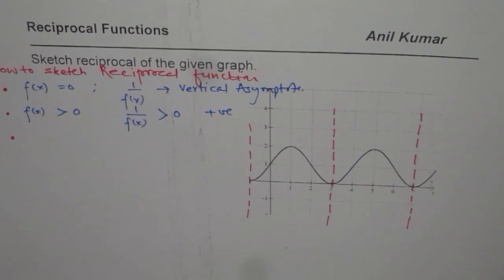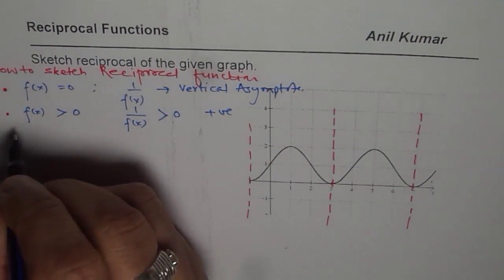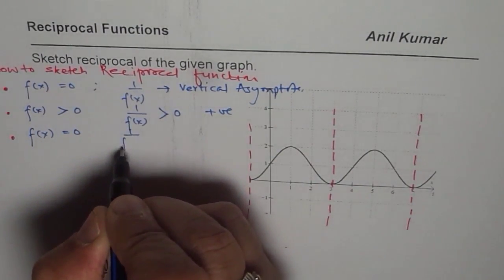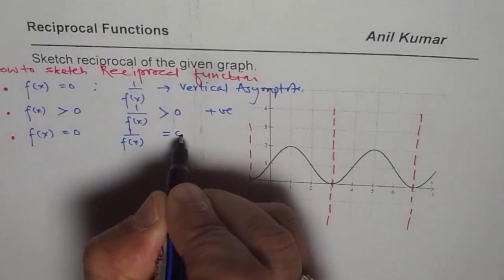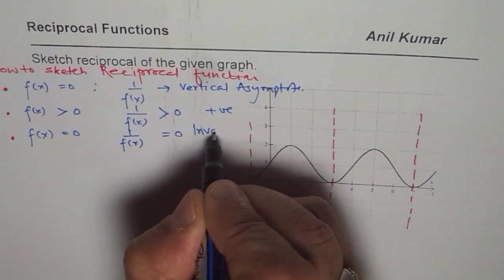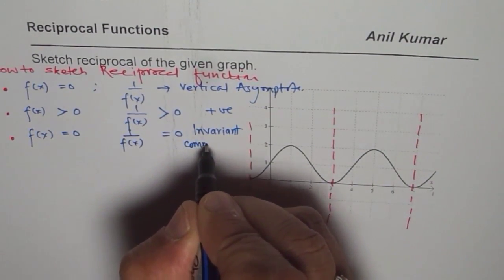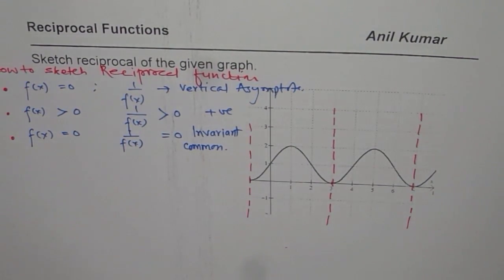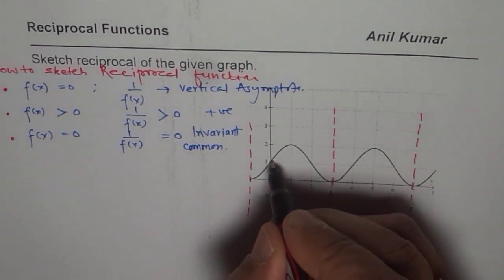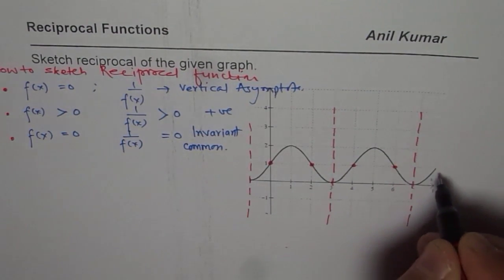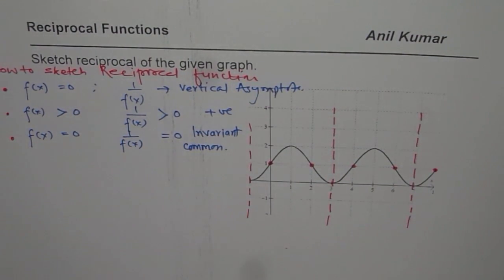The next part, which is very critical, is the invariant points. So if f(x) is equal to 1, then 1 over f(x) is also equal to 1. These are called invariant points. They are common in both the graphs. So the invariant points for us are these. So they will be common in both the graphs. So let's mark them. You get the idea. These are the invariant points, correct?